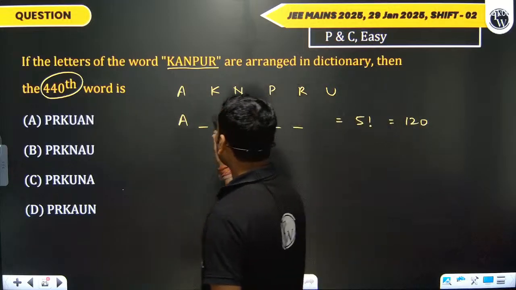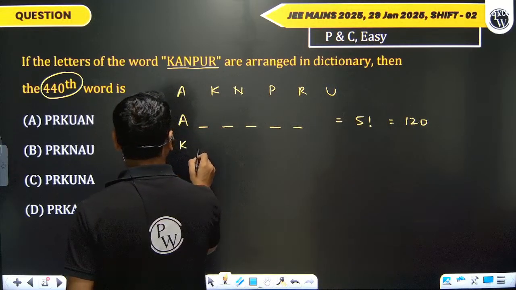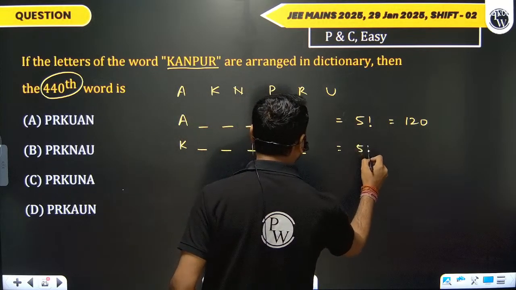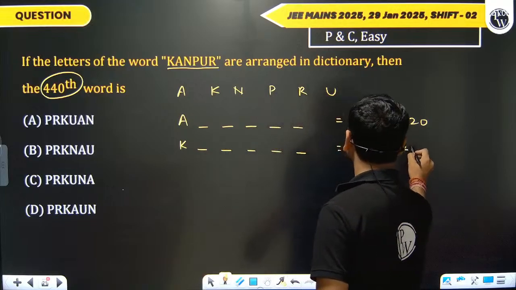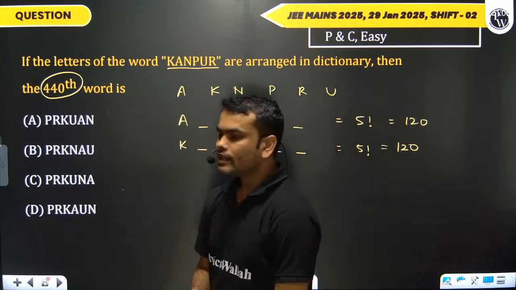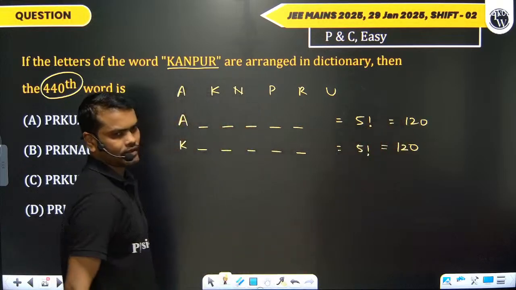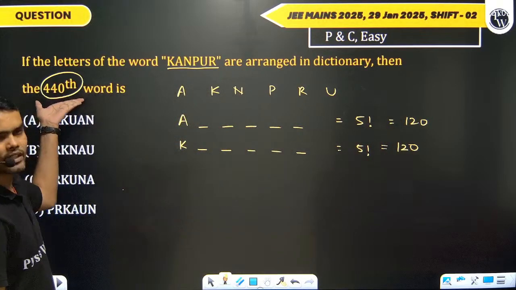Now you will start forming with K. Again, how many words will it form? It will form factorial 5, so it will be again 120, right? Now if you add both of them, it is still 240. It is not anywhere near to this 440.